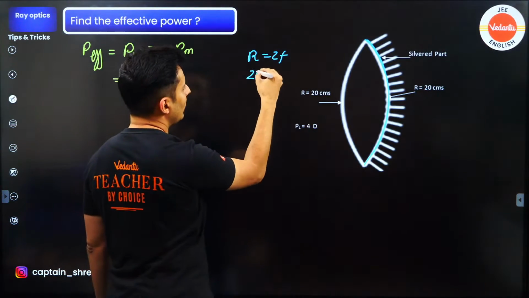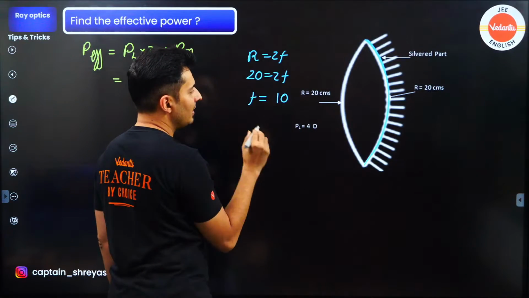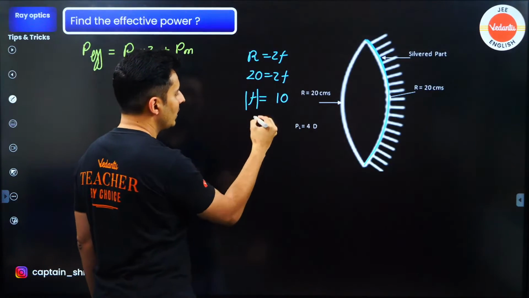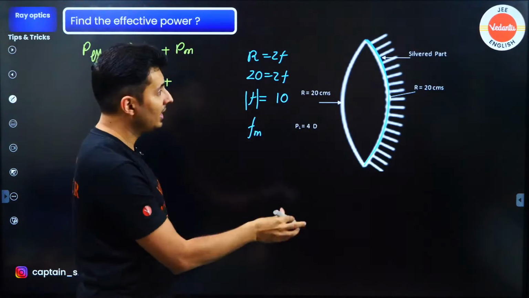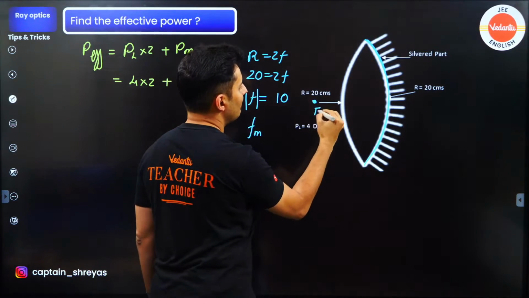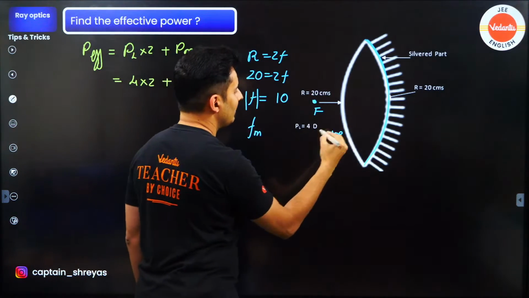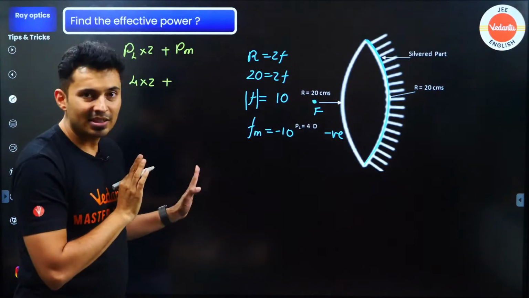R is basically 20, so therefore F is equal to 10 centimeters, but this is only the magnitude. Strictly speaking, the focal length is negative, because this is a mirror. The focal point will be somewhere over here on the negative side. So actually speaking, it is minus 1 by 10.